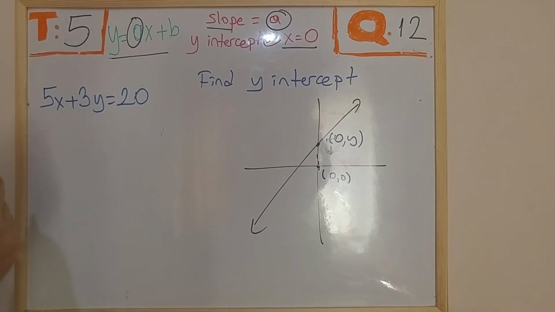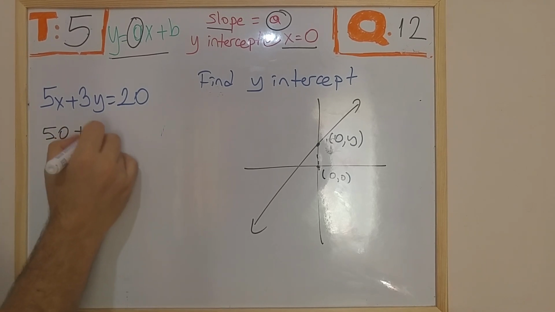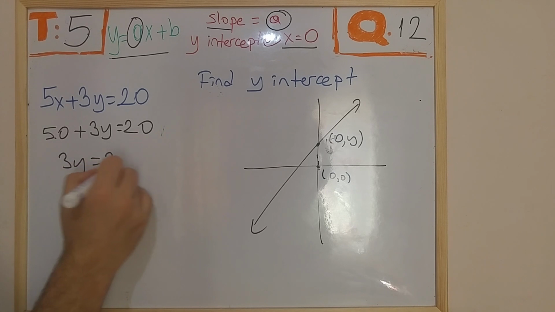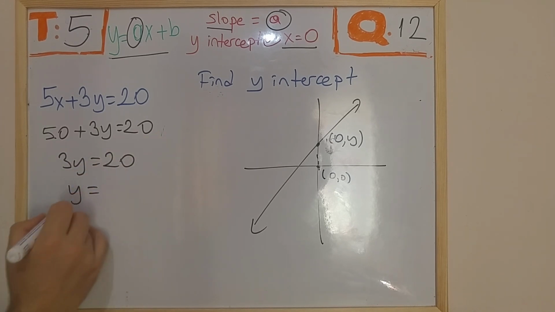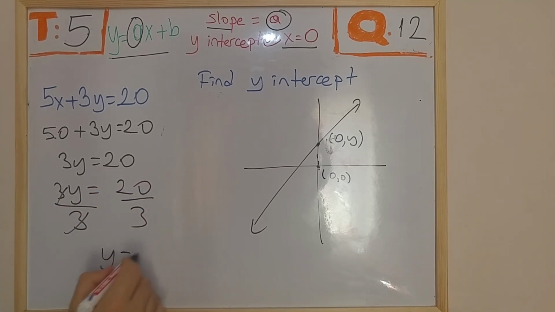5x + 3y = 20. And we're finding the y-intercept, so x must be equal to 0. 5 times 0 plus 3y is equal to 20, and 3y = 20. Therefore, y is equal to, let's do it this way, I divide each side by 3. y = 20/3, which is the answer.